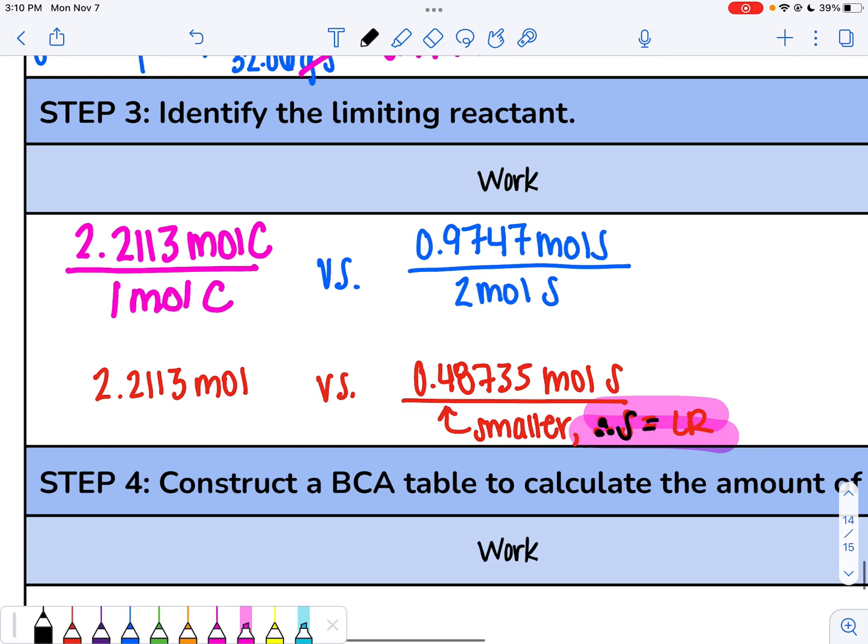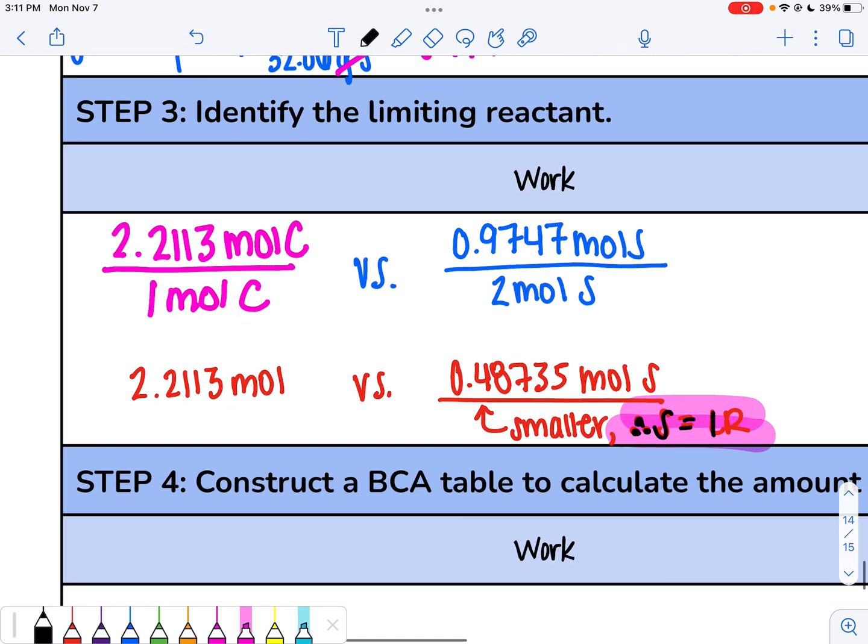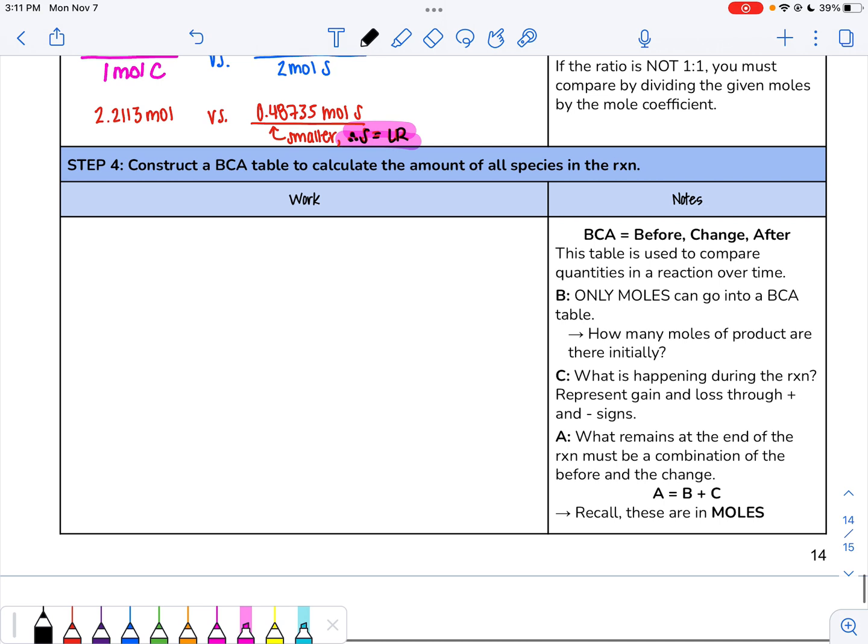Okay, so sulfur is our limiting reactant, which is good. Now we know that sulfur is going to run out first. That's information we can use to help us figure out the rest of the masses of the reactants that I'm going to have left over in the form of carbon, and how much product, carbon disulfide, I can make when this reaction goes to completion.